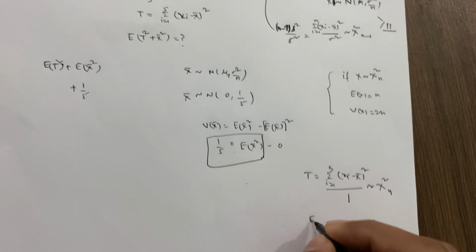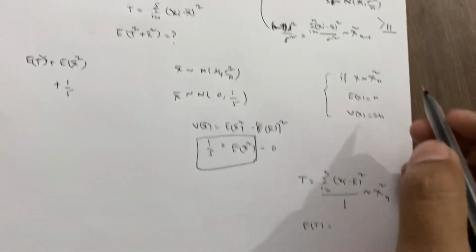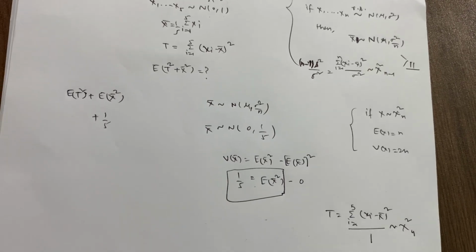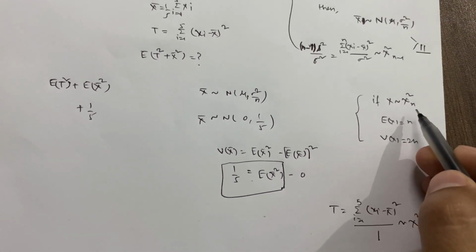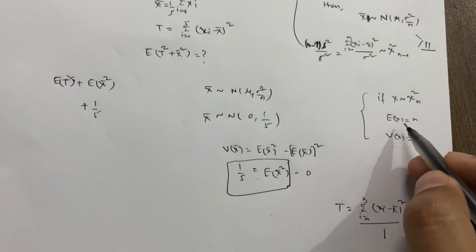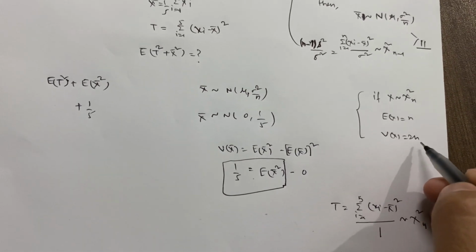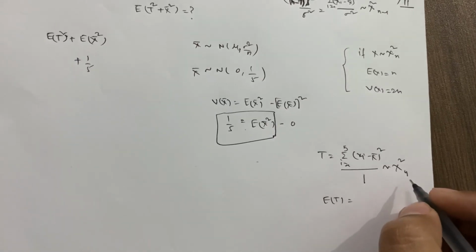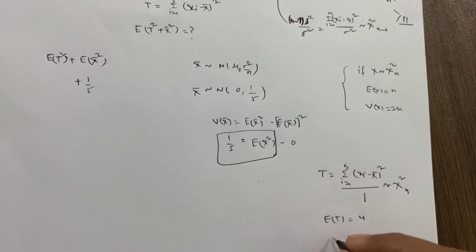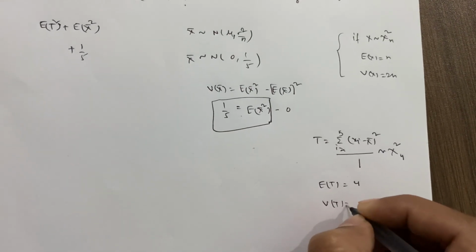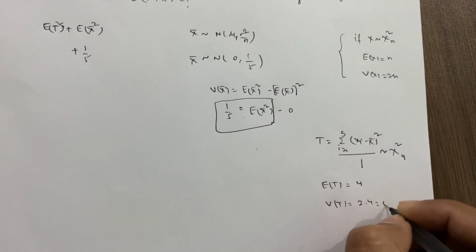Now expectation of t will be, so we also need to recall the chi-square distribution. So if x is following chi-square distribution with n degrees of freedom, then expectation of x will be n and variance of x will be 2n. So we have degree of freedom given to be 4, so expectation of t will be 4 and variance of t will be 2 into 4, which is 8.